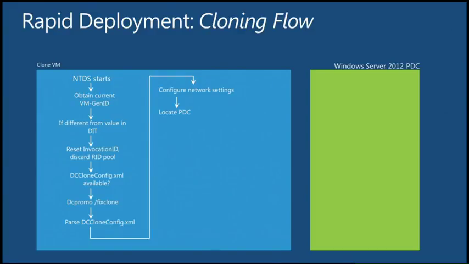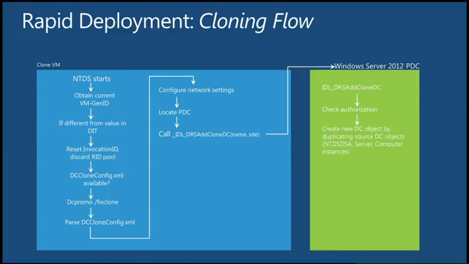Now, as part of doing this, you do require the PDC to be Windows Server 2012. We look for the PDC, and we have a special call against that will help us get the right security infrastructure because we're creating a new special SID for the domain controller. We handle all of that by calling the PDC. And as part of doing that, we also have an authorization check.